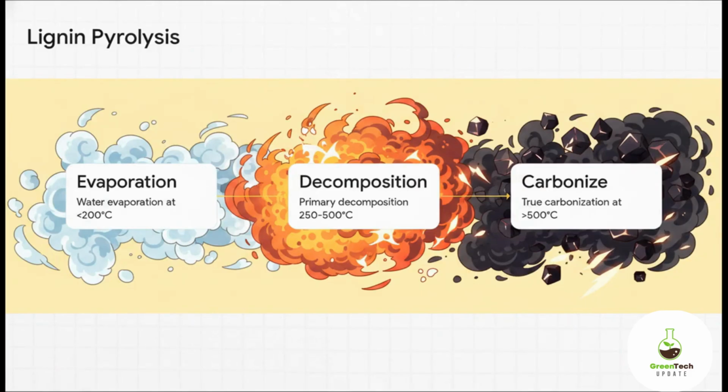Because of these distinct stages, lignin has a massive degradation range. You get water evaporation early on, followed by primary decomposition spanning all the way from 250 up to 500 degrees Celsius. To get true carbonization, you have to exceed 500 degrees. So if you're trying to leverage high lignin feedstocks to make coal-like solid biofuels, you absolutely have to push your reactor well above 500 degrees to lock in that energy density.